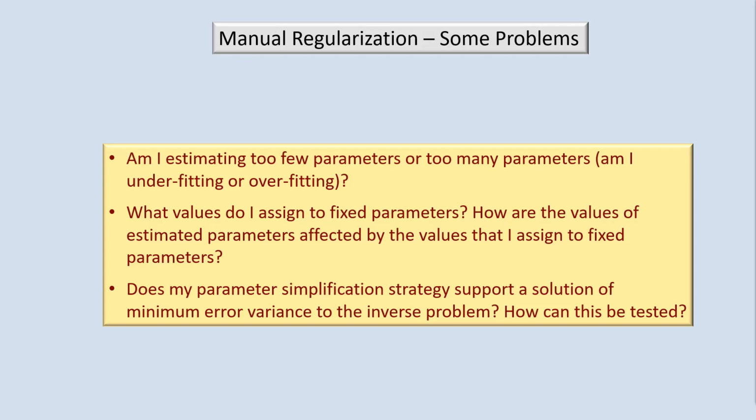And then what about the values that I assign to fixed parameters? If I estimate some parameters while holding other parameters fixed, what if I assign incorrect values to the fixed parameters? Do the values that the inversion process then bestows on adjustable parameters become wrong in compensation for the wrong values that I attribute to fixed parameters? All of these problems beset us when we do manual regularization.